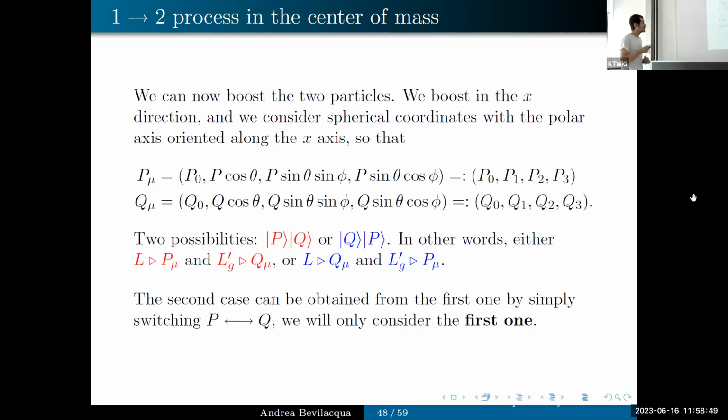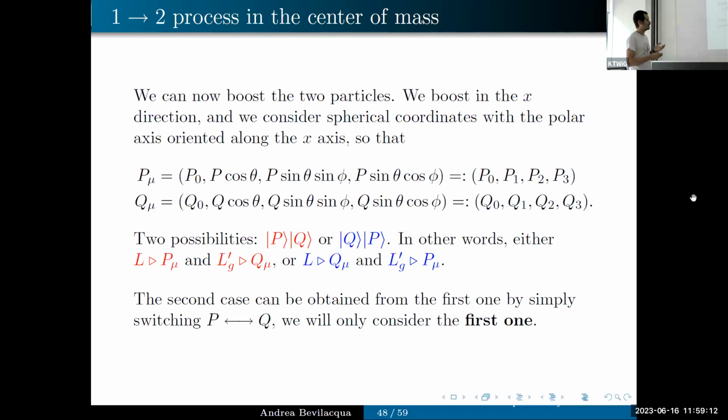Now, we can boost the two particles. We boost in the x direction because this is the boost that we computed before. And we consider, to simplify things, spherical coordinates with the polar axis oriented along the x-axis. So it's easy to work with the formalism. So this means that P mu and Q mu is now this object here.